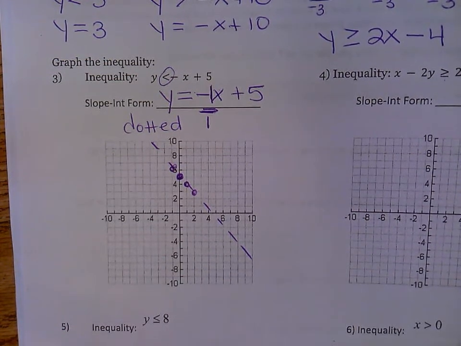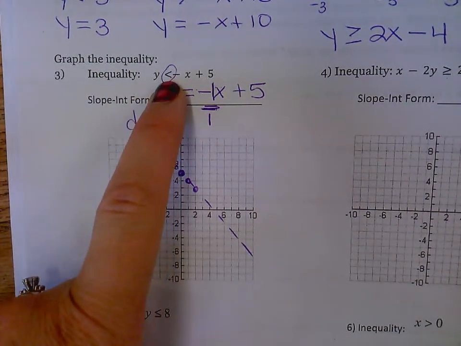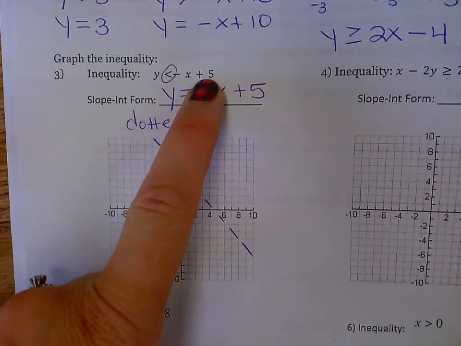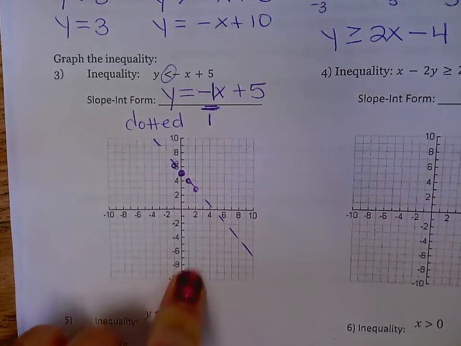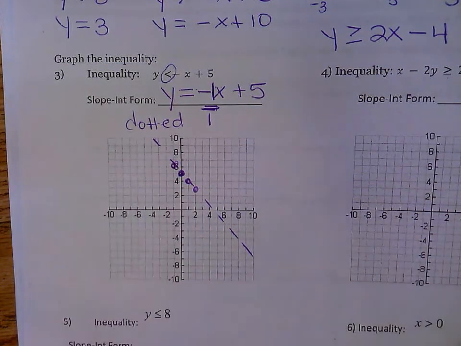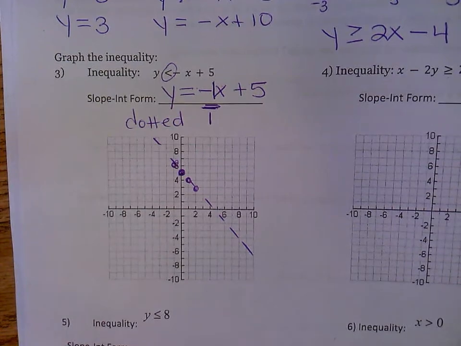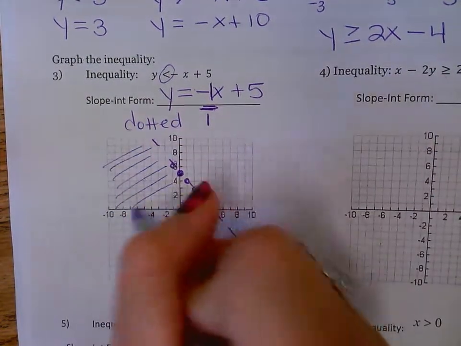Now I read the inequality. Y is less than, Y is smaller than the line. Where are the Y values smaller? Down here, right? So I'm going to shade below this line with my colored pencil, which I didn't grab for myself, so I need to go grab a colored pencil.